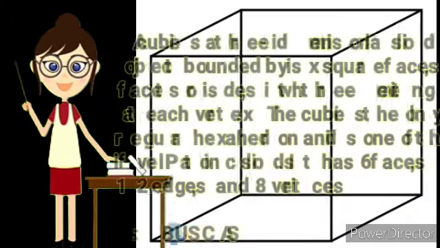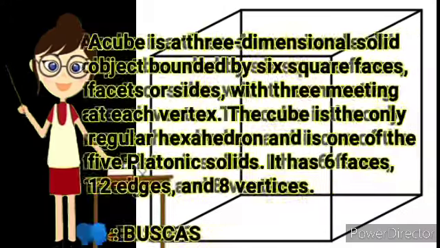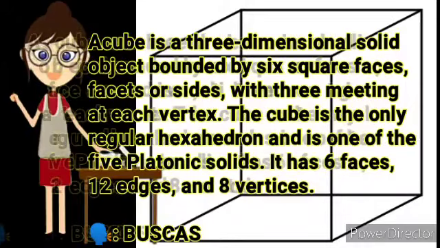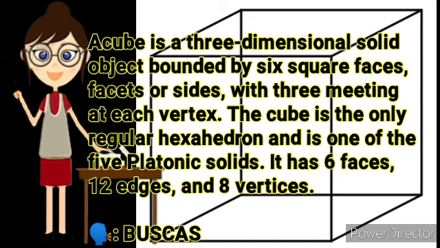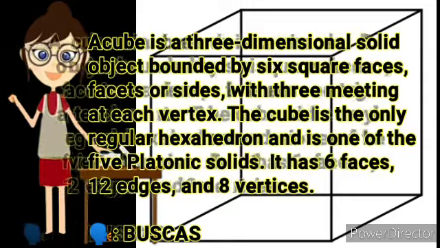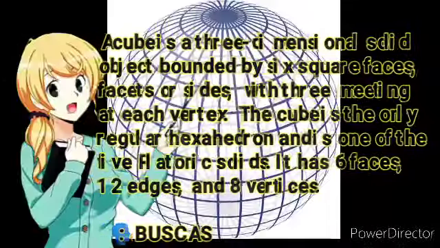How about the cubes? Do you know that a cube is a 3-dimensional solid object bounded by 6 square faces, facets or sides, with 3 meeting at each vertex? The cube is the only regular hexahedron and is one of the 5 Platonic solids. It has 6 faces, 12 edges, and 8 vertices.